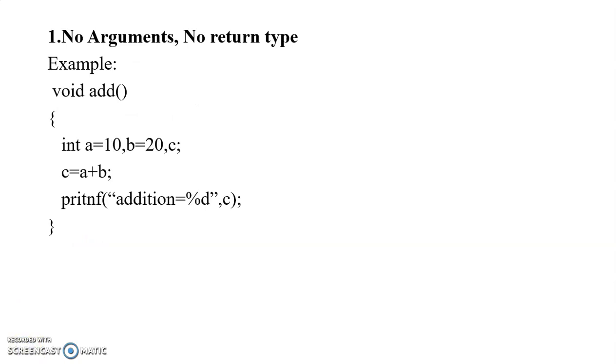Okay, so the first type is no argument, no return type. Now I'm going to explain this category directly with an example. The example we are taking is for the addition operation. So we write the function definition like this. A function definition always starts with the function header. We have the function header with the return type, but the category name says no return type. So here we are taking the return type as void. Void means null. That's why we are taking void here.